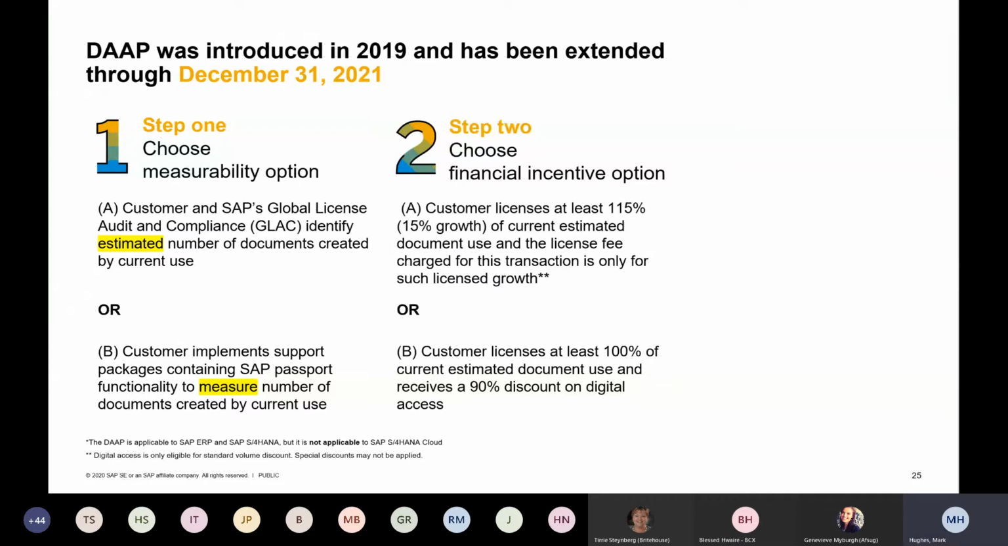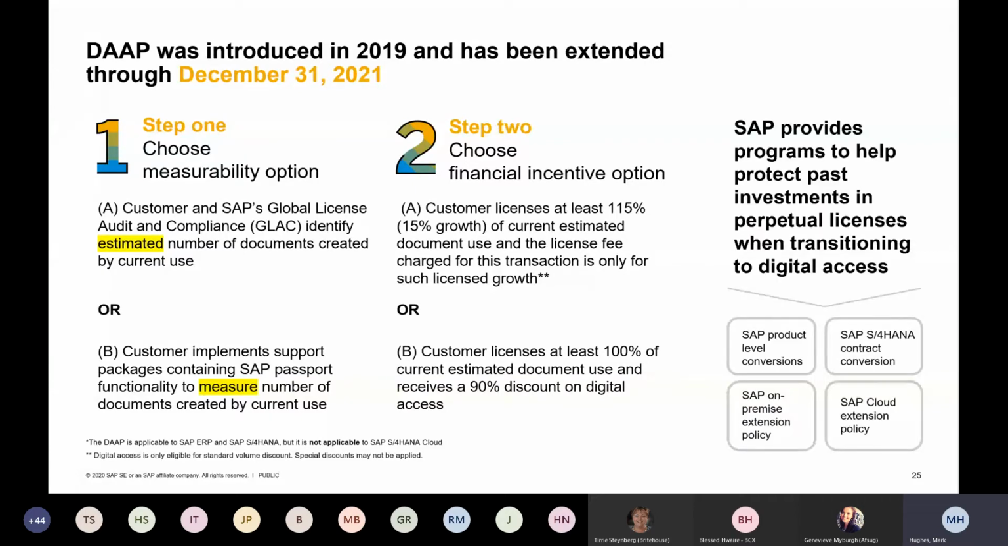The second step then, once you know how many you might need, is a financial incentive. And I can talk to this a little bit later, but essentially you can buy what you need plus some headroom for growth, or you can buy what you need at a 90% discount. And the two, I think if you do the math, there's slight differences in them, but your account exec will most certainly be very willing, I'm sure, to help you get the numbers clear on that.